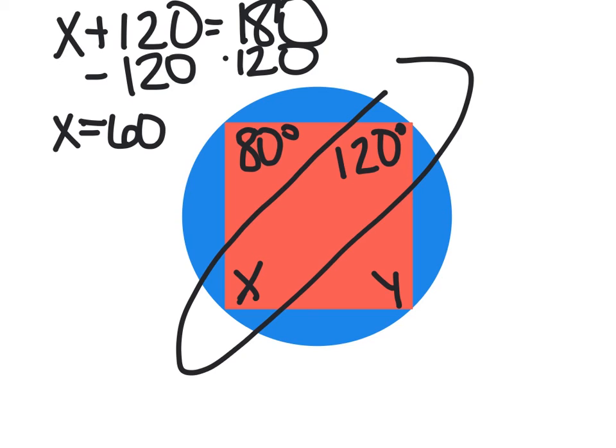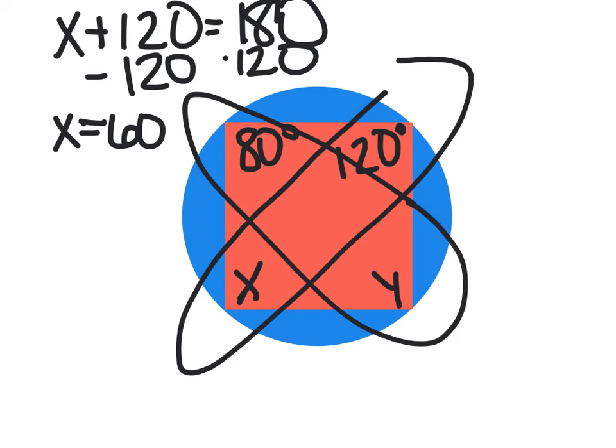I can also do the diagonal this way. Now because this is an easier one, of course we can just say 180 minus 80 and get y equals 100. But they're not always going to be this easy, so keep in mind you might have to set it up and add it up to equal 180.